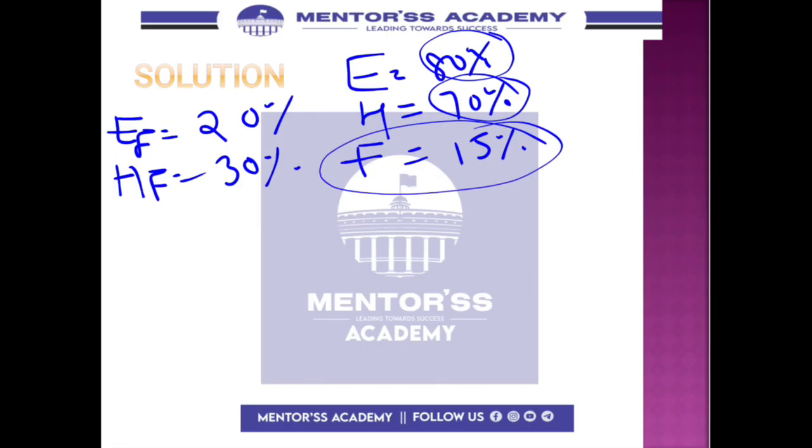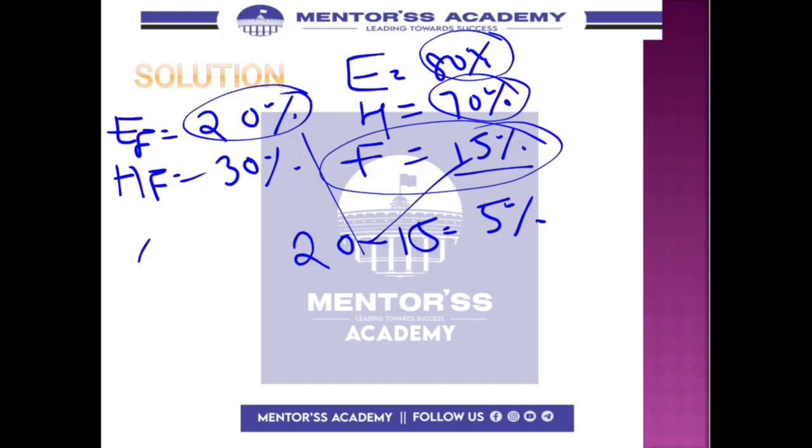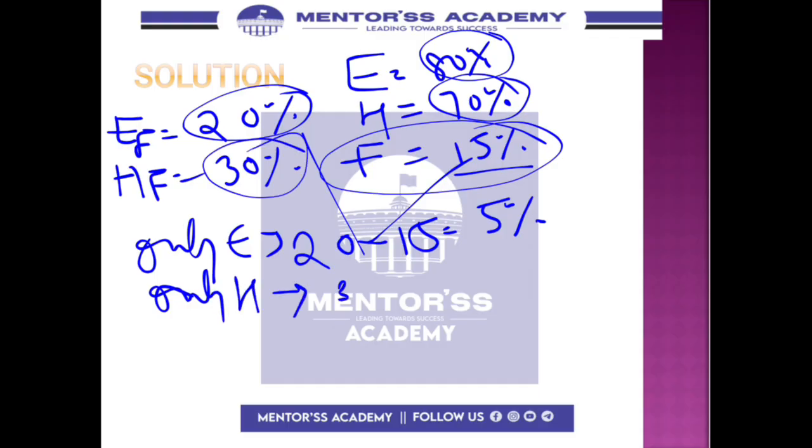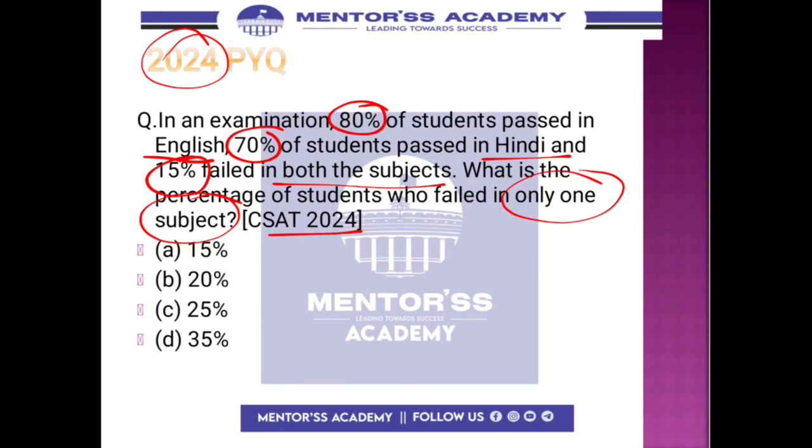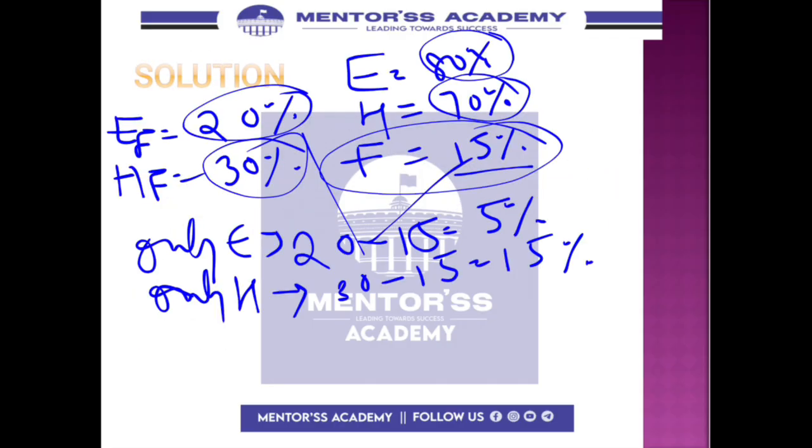So how many failed in both the subjects? 15%. So students who failed only in English would be 20 minus 15, that is 5%. And students who failed only in Hindi would be 30 minus 15, that would be 15%. So the total students who failed in only one subject, that was the question, right? What is the percent of students who failed in only one subject? So what would be the answer here?